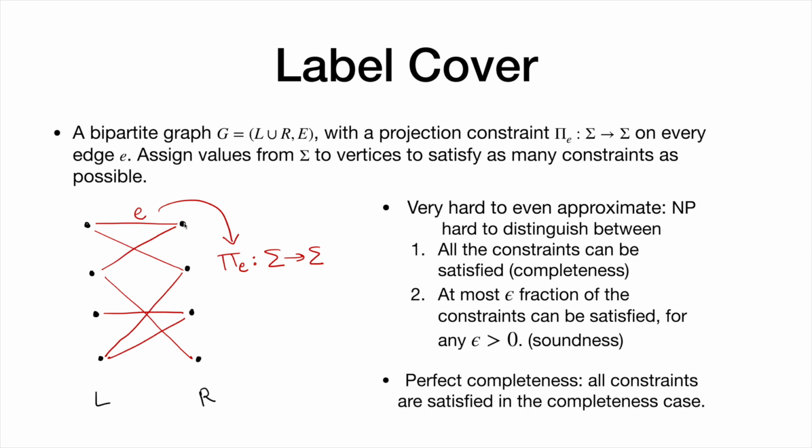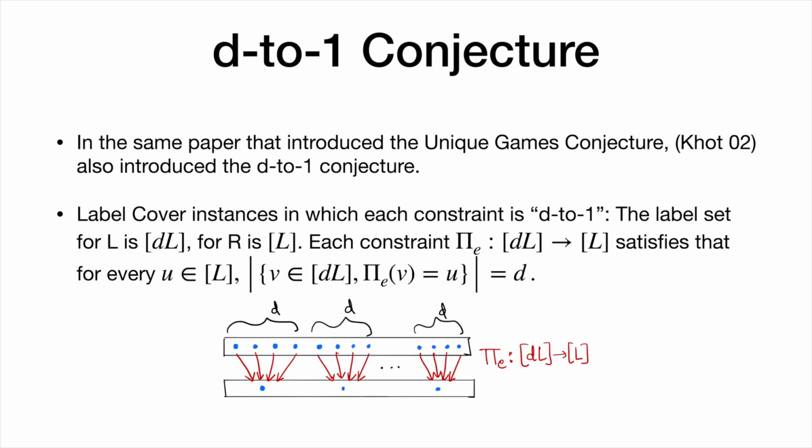And what I mean by perfect completeness is that in the completeness case, all the conditions are satisfied, as opposed to a 1 minus epsilon fraction of the conditions being satisfied, which is the case for the unique games conjecture. Now we look at the d-to-1 conjecture.